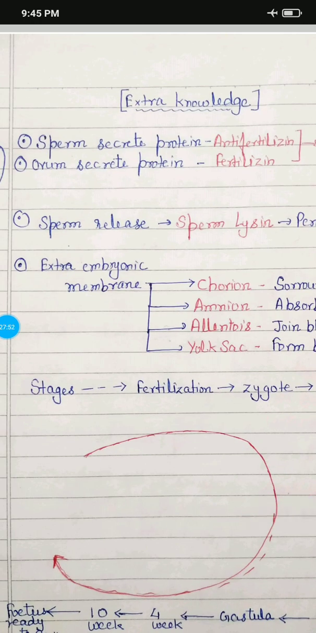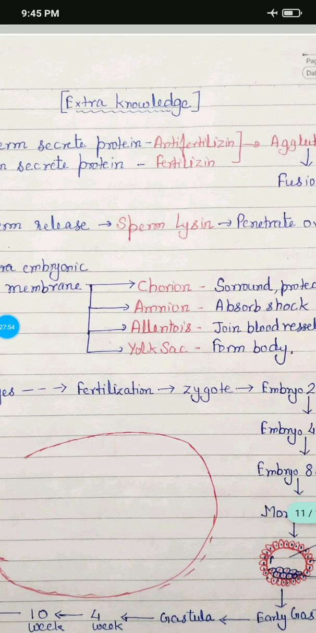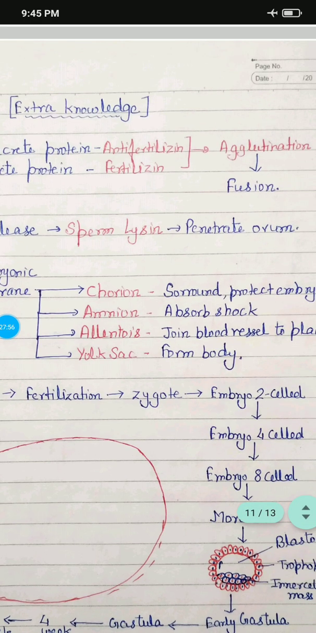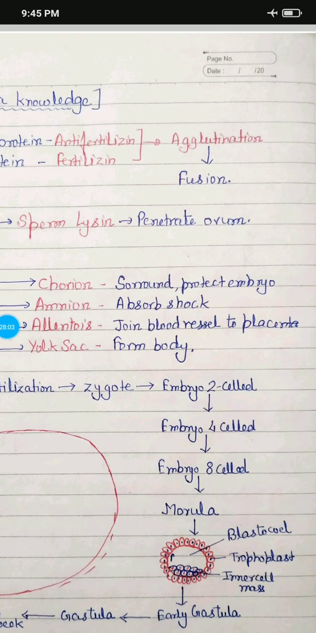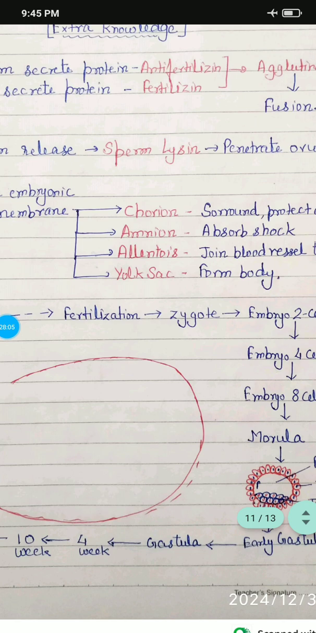Now the extra-embryonic membranes are present outside the baby. The first one is the chorion. It protects the embryo. The amnion absorbs shock. The allantois joins the blood vessels to the placenta, and the yolk sac actually forms the body.